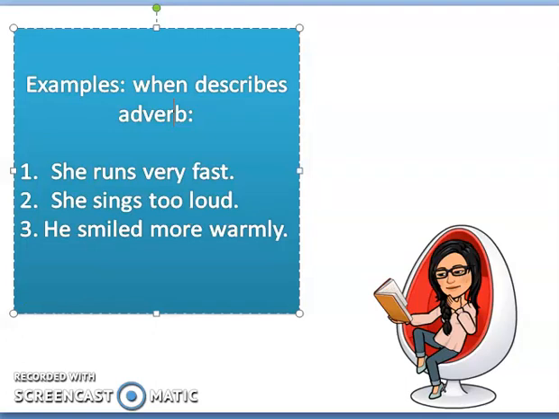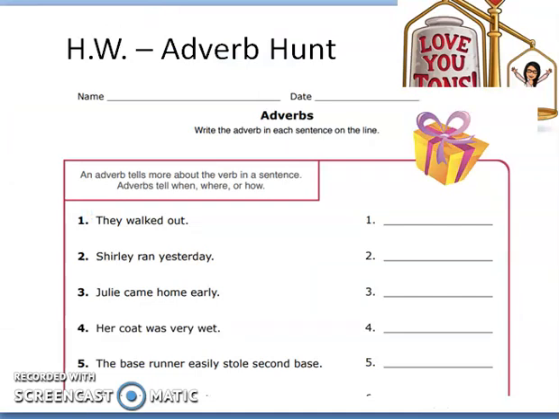So children, we have finished discussing adverb. You have HW today, that is adverb hunt. There are 5 sentences here. You have to find out the adverb here. I won't give a hint because it is very easy. If you learn the regular adverbs there, I have given a chart in this lesson. You can do it here. Only 5. Please do this in your notebook and send me the image, okay?